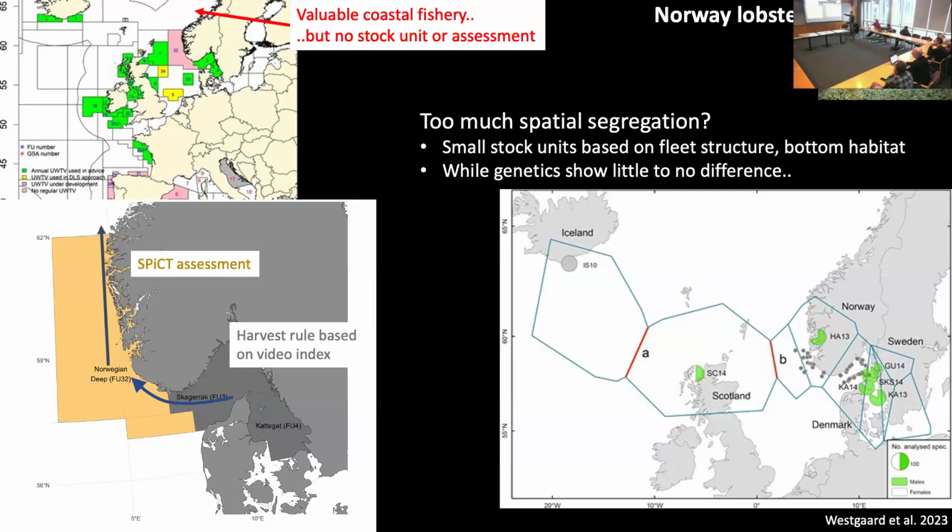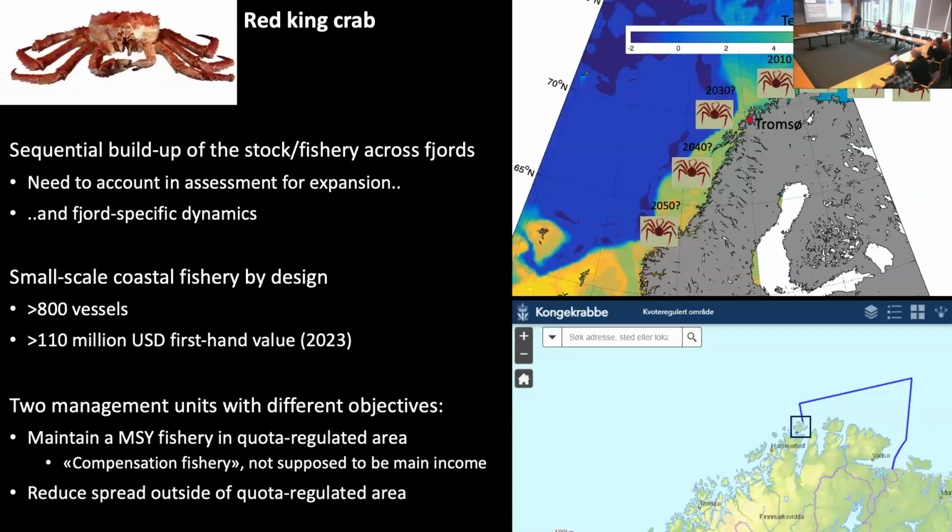And what we see when we look at the genetic analysis is that there's essentially no difference between those different areas. Only the Icelandic stock is somewhat separate, but most of the North Sea seems to be fairly connected. So it seems to be a case where we actually have too much spatial structure, too much spatial segregation, on the assessment side, because the genetics at least don't indicate that we should separate it. Most of that is more from practical reasons, structure and all that.